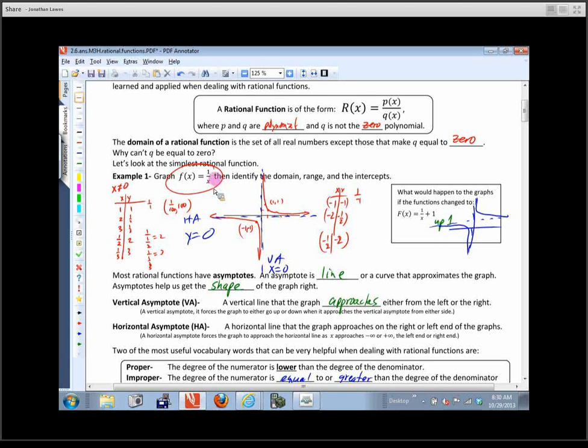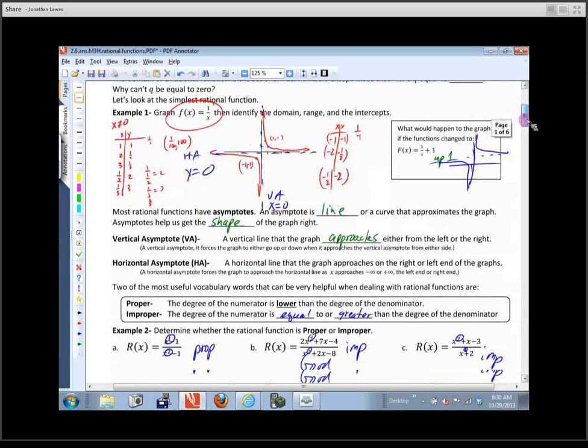What's the degree of the top? 0. Degree of the top is 0. What's the degree of the bottom? 1. So because the top is lower than the bottom, it's proper. So that would be y equals 0. Did we have y equals 0 for a horizontal asymptote? We figured that out by plugging points in, right?